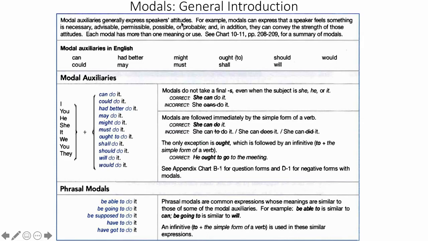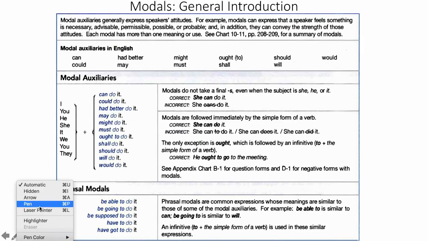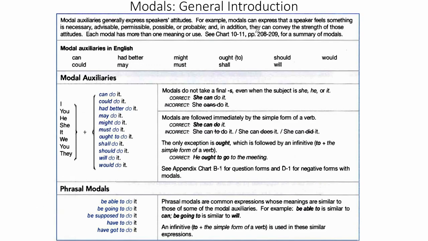In addition to the verbs, we have different types of attitudes that can be added to the verbs. Like, for example, here we have sometimes modals can express that the speaker feels something is necessary. Sometimes, let me show you, highlight this for you using a pen. So sometimes the speakers, we call this speakers' attitudes, that are added to the meaning of the verbs that we use in our communication.